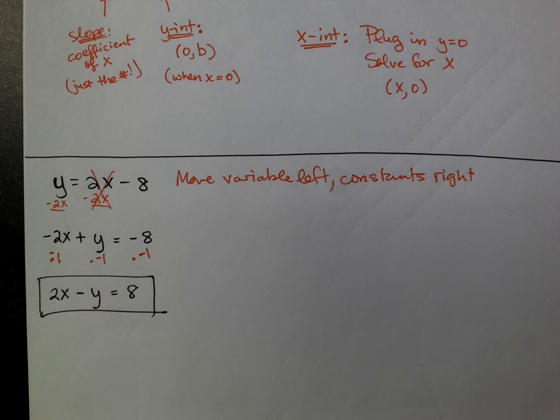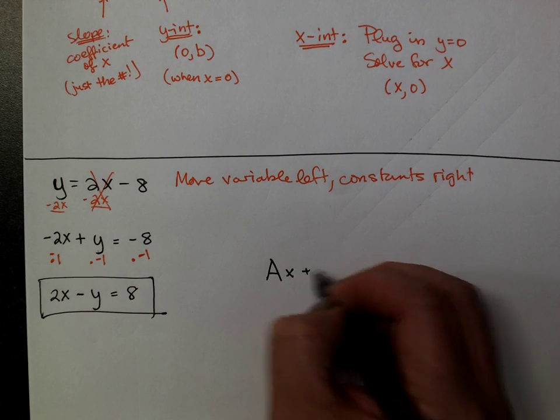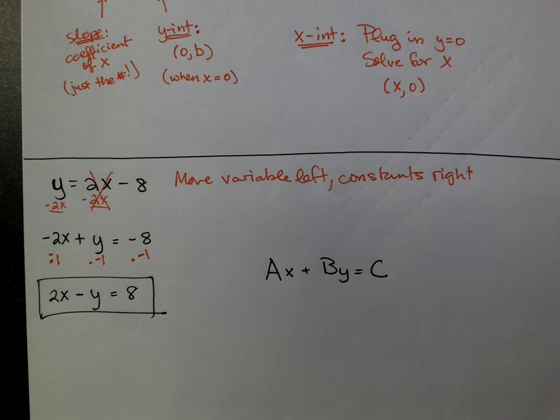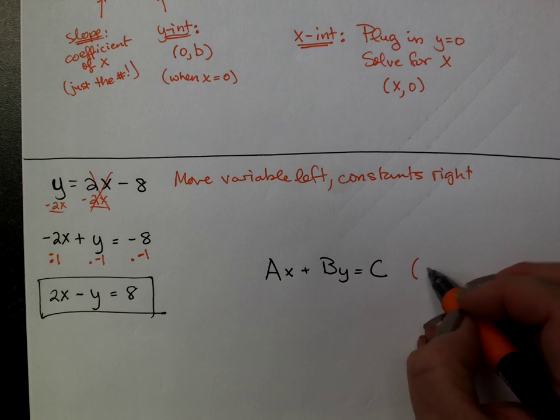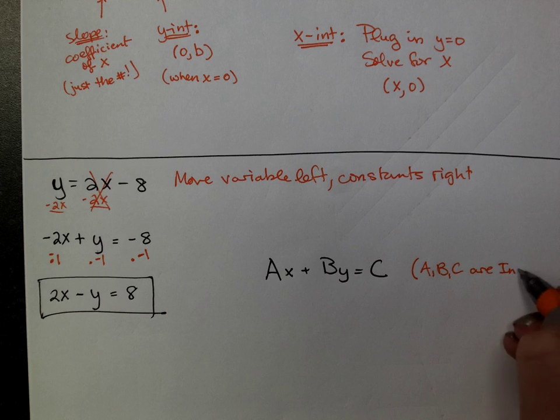So this is the form Ax plus By equals C. Now note how the A, B, and C are capital letters. They're specifically capital because that tells us that A, B, and C are integers. I use the capital letters to imply integers. That means no fractions or decimals.